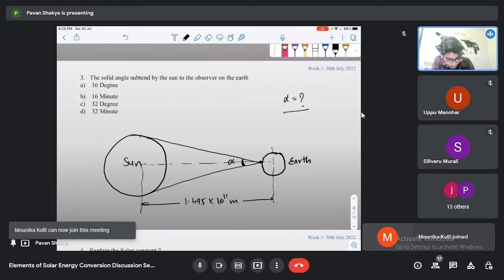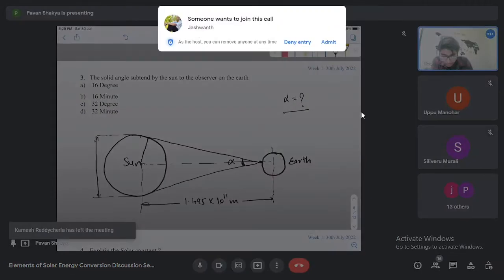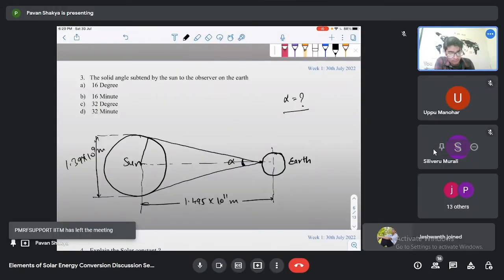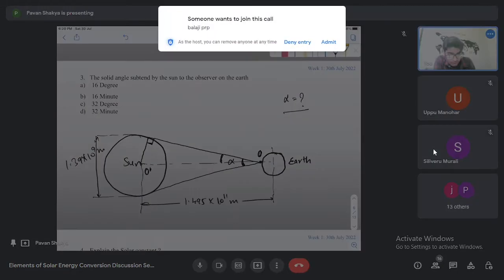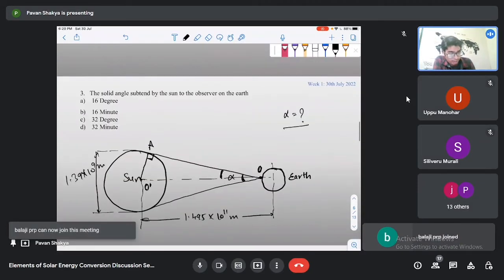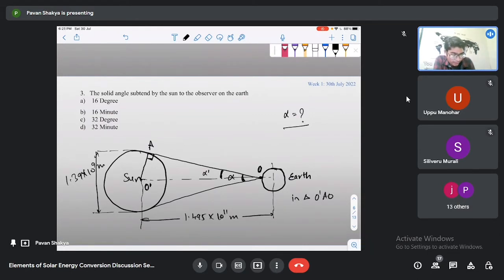Suppose this is a tangent and we connect this with the center of the Sun. As we are aware, the diameter of the Sun is around 1.39 into 10 to the power 9 meter, that is 110 times the Earth's. This is the tangent that is drawn on the Sun, so this will be a 90-degree angle. Suppose this one is O, the observer, this is O dash, the Sun's center, and this one is any point A. If we take the triangle O dash AO, then this angle will be alpha by 2 from symmetry.